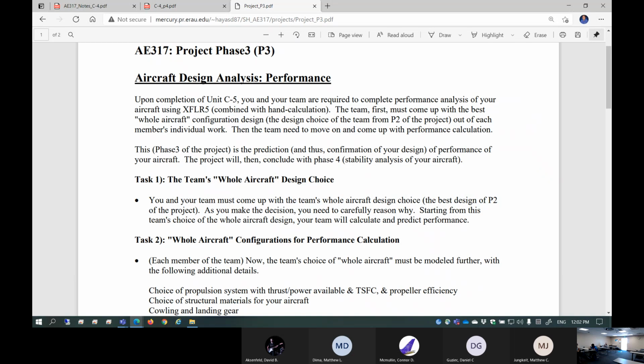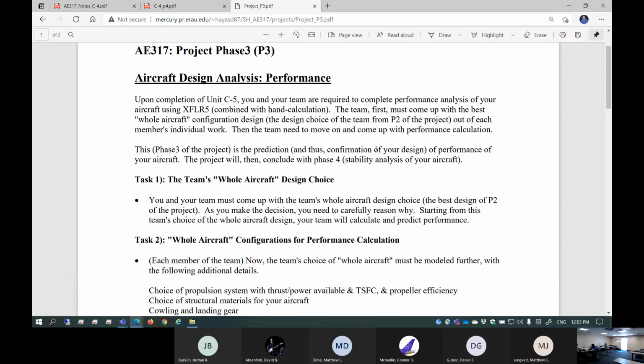In other words, if you install your power plant, it is going to affect your location of weight distribution, and the center of gravity is going to be determined. So once you determine center of gravity, that information is quite important for phase 4, which is the stability analysis. Stability analysis requires identification of center of gravity and also neutral point. Okay.